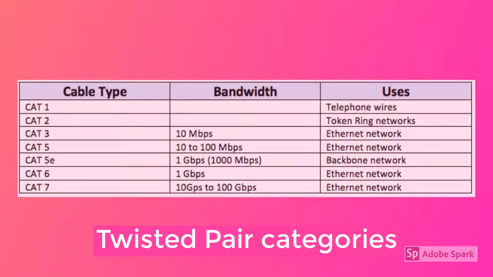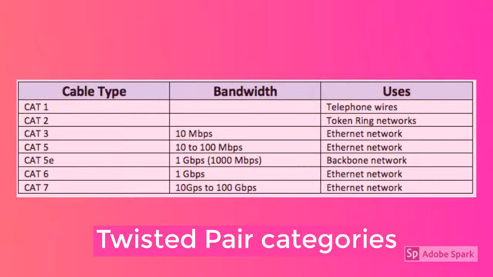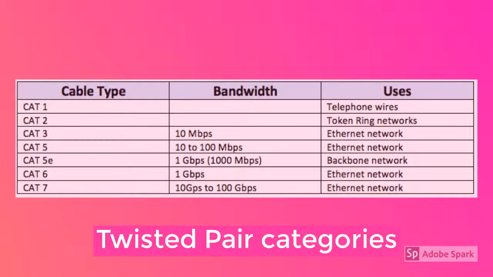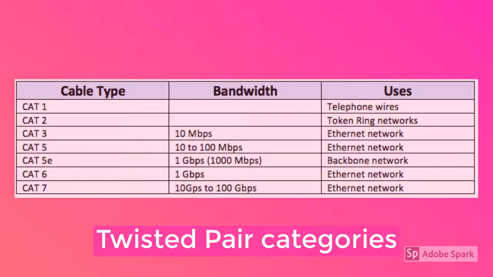Unshielded twisted pair cabling comes now in 7 categories. Cat 1 is used for telephone wires, Cat 2 is used for token ring networks, Cat 3 to 6 are used in Ethernet wired networks. Cat 3 will have a data transmission rate of 10 base T, which means that it has 10 megabits of data per second traveling over 100 meters.